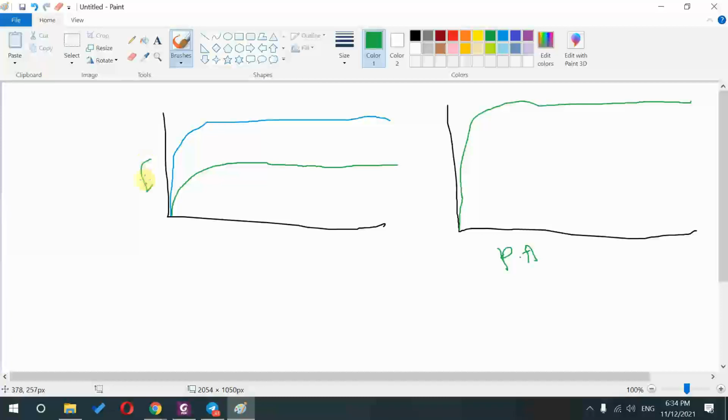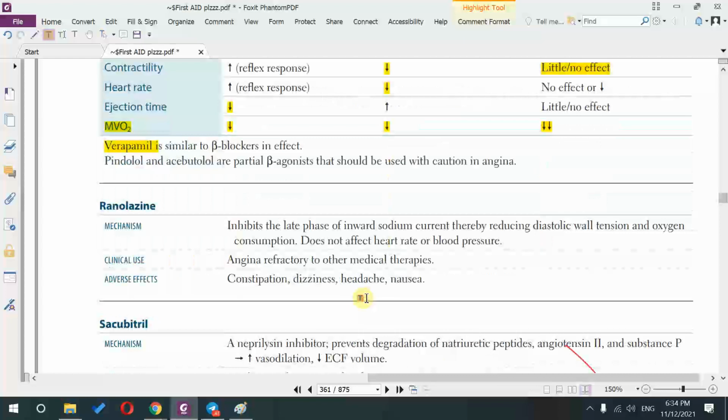Of course, here is the efficacy. So partial agonist alone, full effect. Vmax can be reached. We'll study this in pharma. But partial agonist with a full agonist, you cannot reach Vmax. Okay, let's go down there.